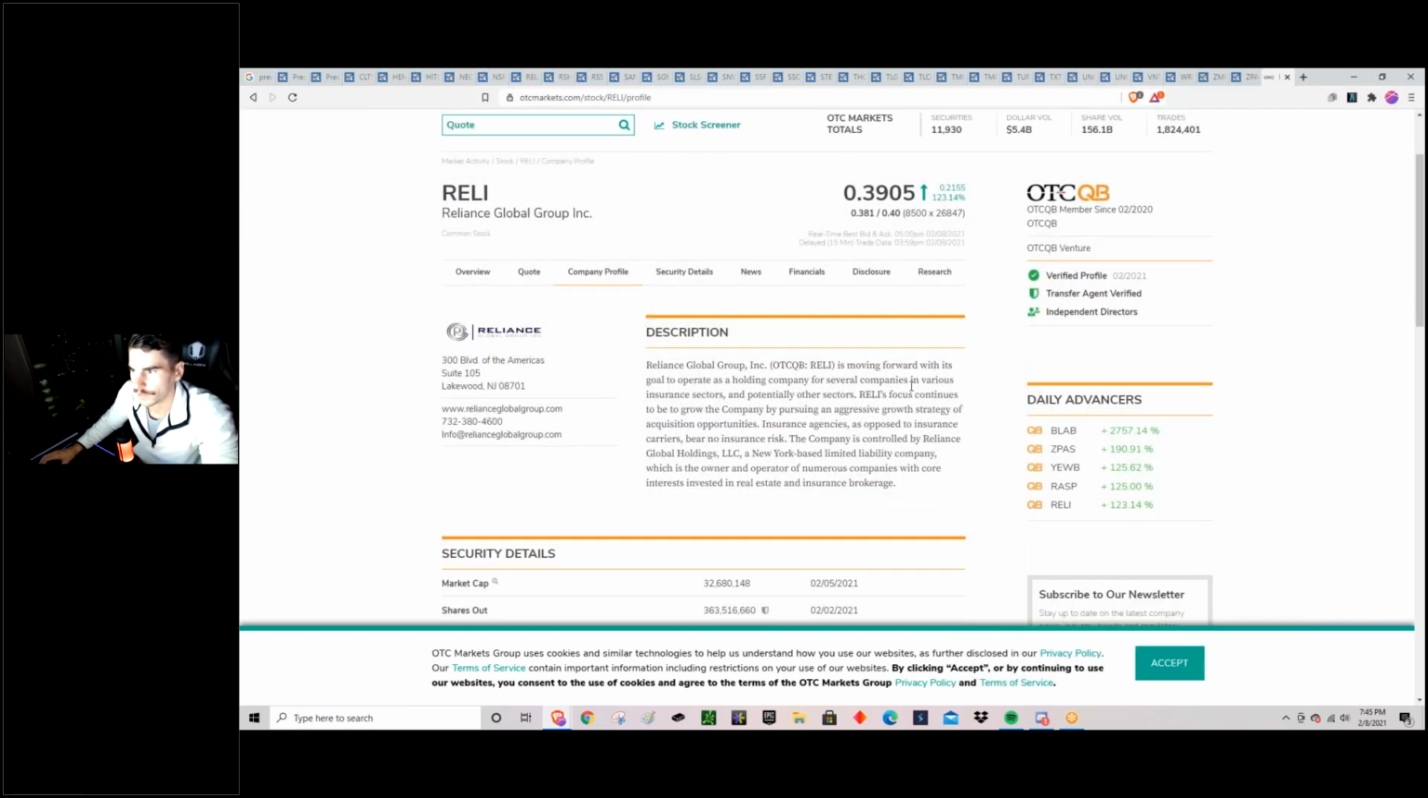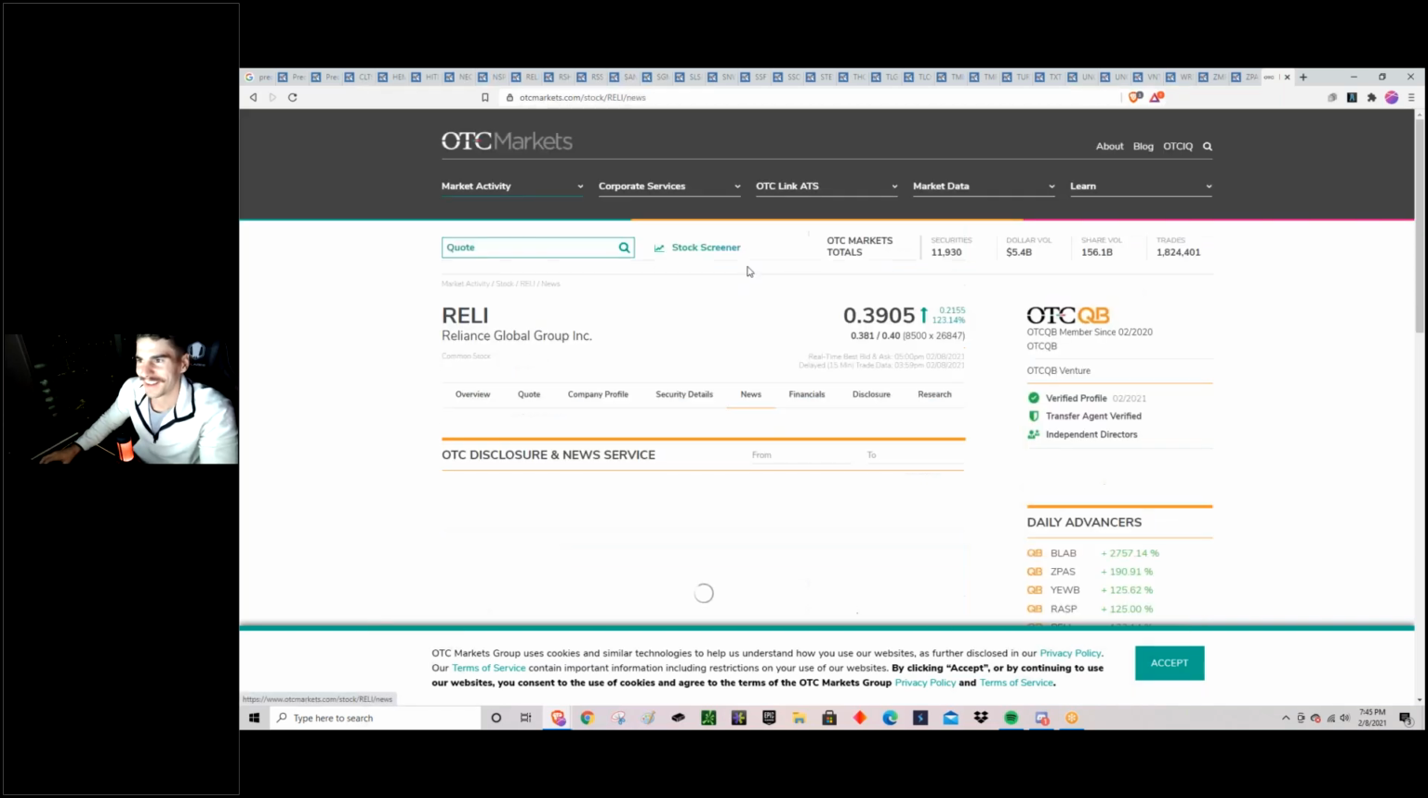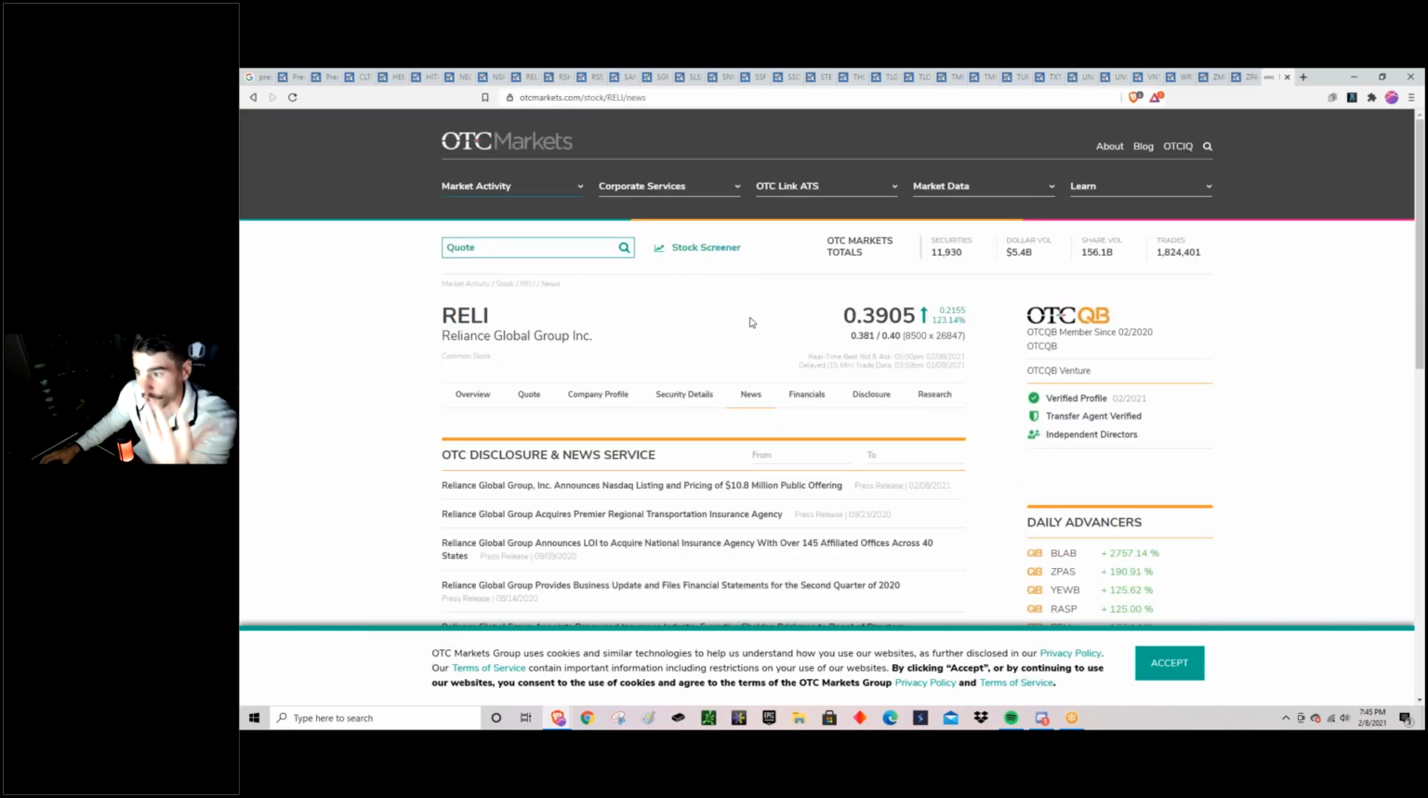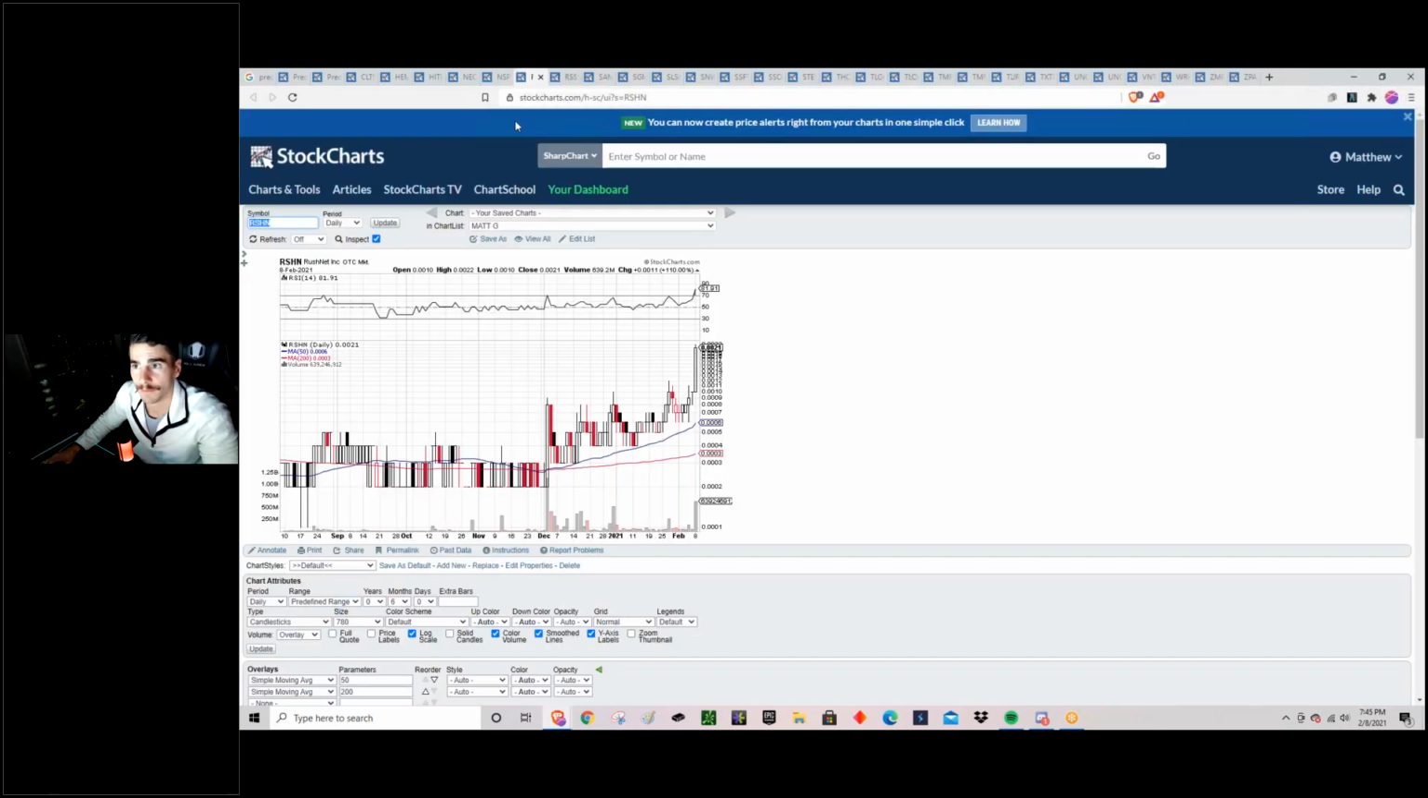RELI, holding company, insurance, potentially other sectors. I love how open-ended and honest they are. So we could potentially be EV, we could potentially be Bitcoin, we could potentially be renewable energy. That's funny. It looks like they have no idea what they are as a company though. So honestly, probably just get rid of it.